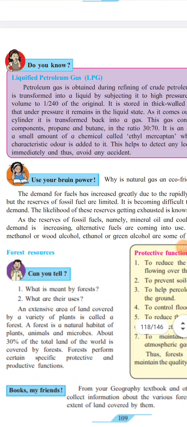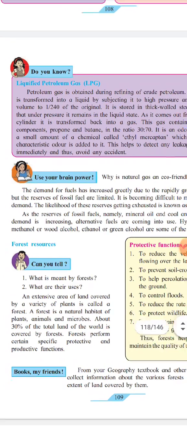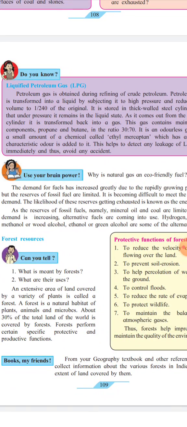Do you know liquefied petroleum gas, LPG? Petroleum gas is obtained during the refining of crude petroleum. Petroleum gas is transformed into a liquid by subjecting it to high pressure and reducing its volume to 1 by 240 of its original. It is stored in a thick-walled steel cylinder so that under the pressure it remains in the liquid state. As it comes out from the storage cylinder, it is transformed back to a gas.